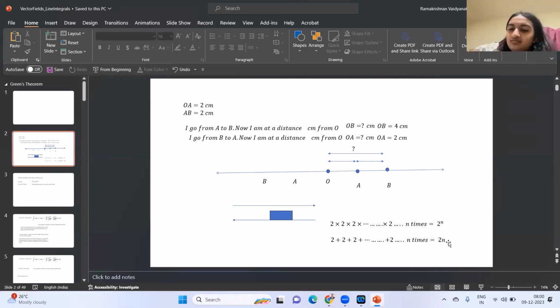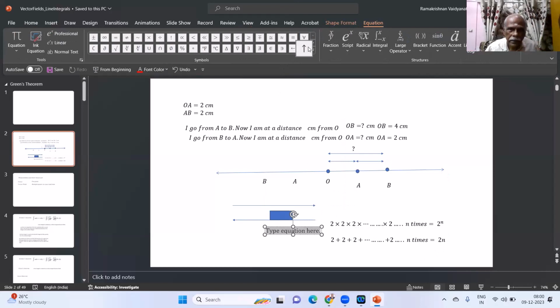Yeah, we are simplifying a number of additions into a multiplication. We are simplifying a number of multiplications into a power, an exponential. Basic. Clear? And that is what we do in integration. Yes or no? What we do here is take a small length.